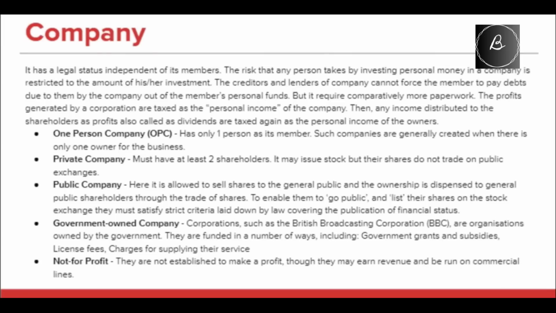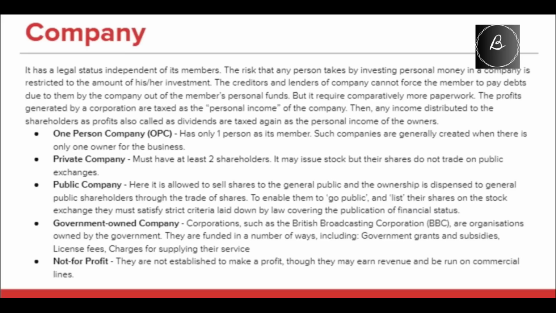Next, we have a company. The company's legal status is independent of its members. What this means is that a risk that any person takes by investing personal money in a company is restricted to the amount of his or her investment in that company. The creditors and lenders of a company cannot force their members to pay debts due to them by the company out of the members' personal funds.